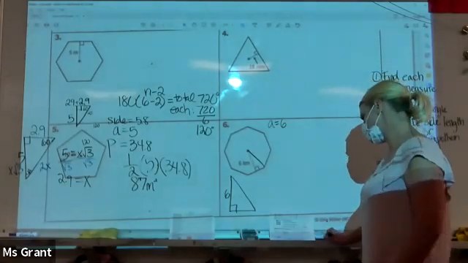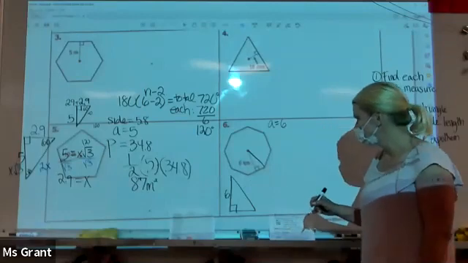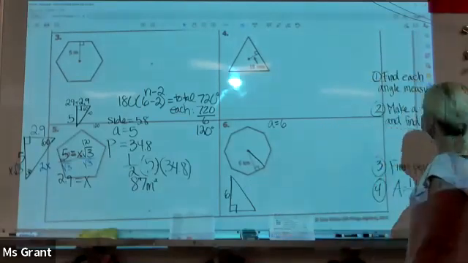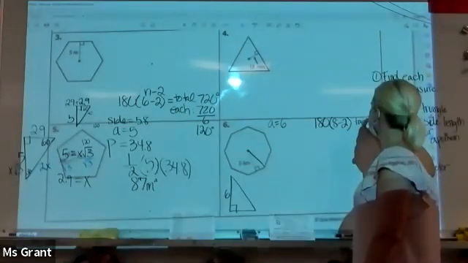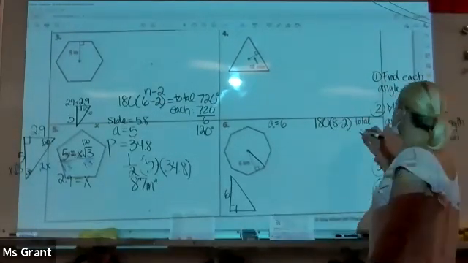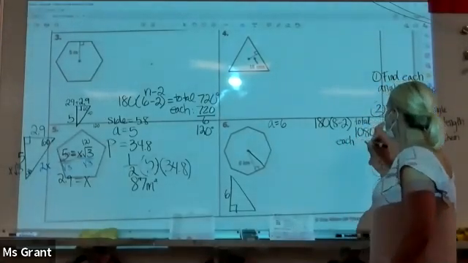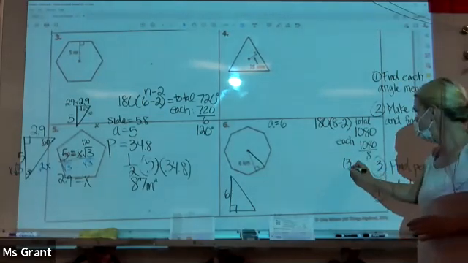Okay, so if this is all I know, let's find the degree measures of each angle, right? 180 times 8 minus 2. So my total angles, what's 180 times 6? 7? No, what is it? 1080. Oh, that means that each angle is 1080 divided by 8, because there's 8 sides. So 1080 makes up the entire inside. And then if I divide it by 8, 135. 135 degrees is each.